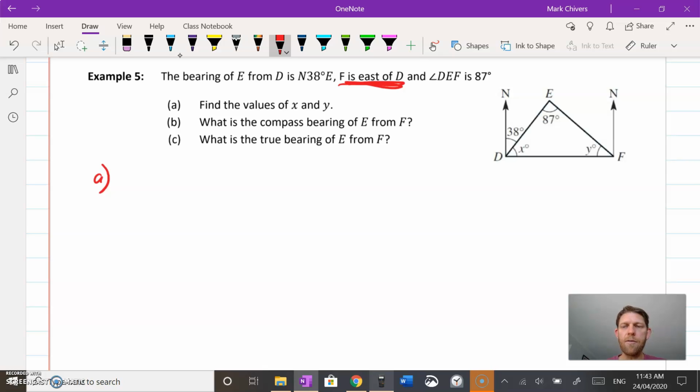F is east of D. It looks like F is east of D, but there's nothing written in that picture that says it definitely is. So make sure you read your question. And then it gives us this angle DEF up the top here.